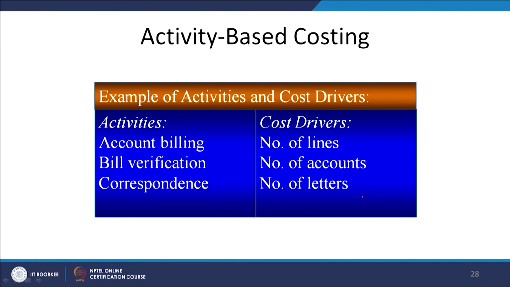Similarly, the bill verification. Bill verification is the next thing: one person prepares the bill, a second person verifies the bill, and number of accounts is the driver. How many accounts pertain to one product? How many accounts pertain to the second product? How many accounts pertain to the third and the fourth product? On the basis of that, the bill verification is done, and the time spent is going to be the way for distribution of the bill verification cost.